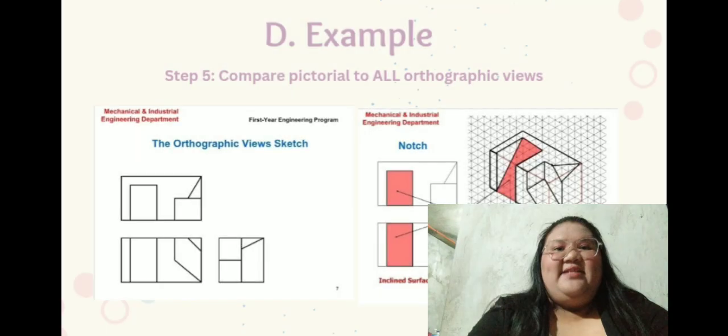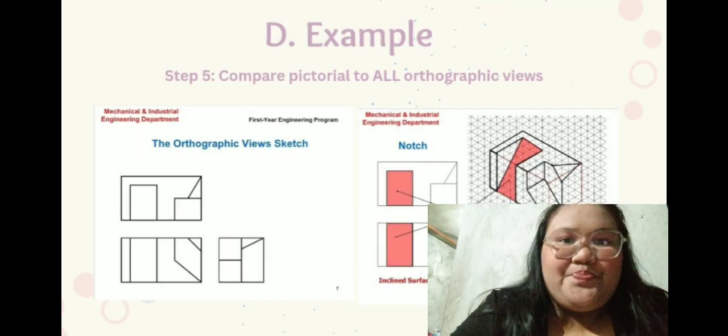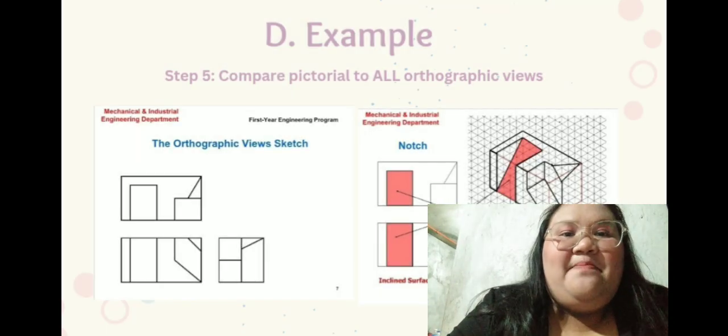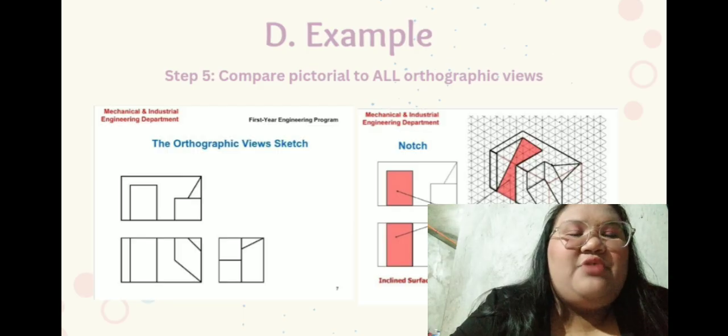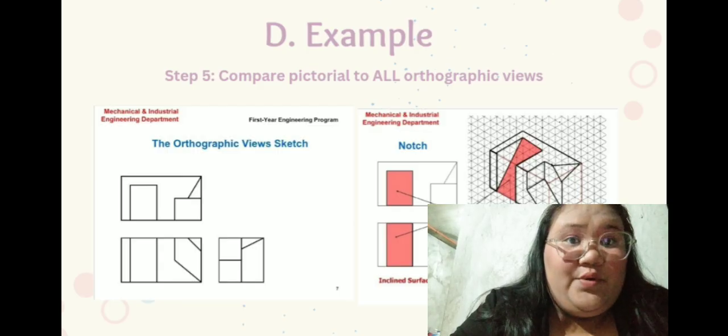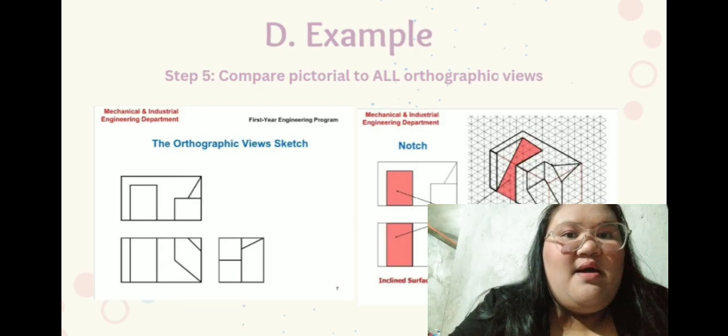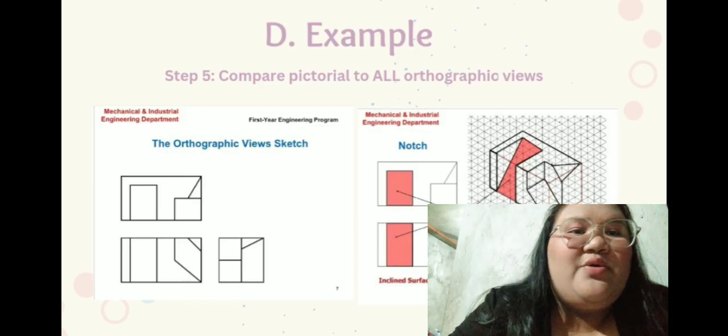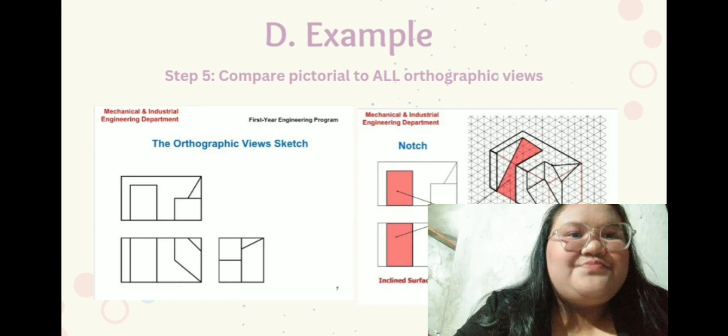Now the next slide is step 5. Compare pictorial to all orthographic views. Check your isometric drawing and compare it with the front view, top view, and side view. Look for edges that exist in the isometric but are missing in the orthographic views.